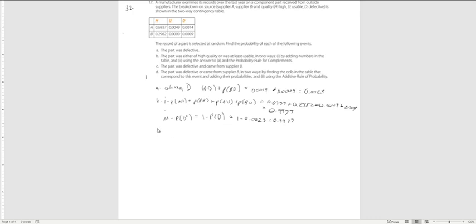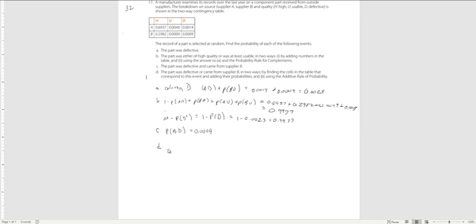Alright, so C. As we continue through this, the probability the part was defective and came from supplier B. So that's the probability that it came from B and is defective. So let's read that right off the chart. That's the 0.0009. B and defective.